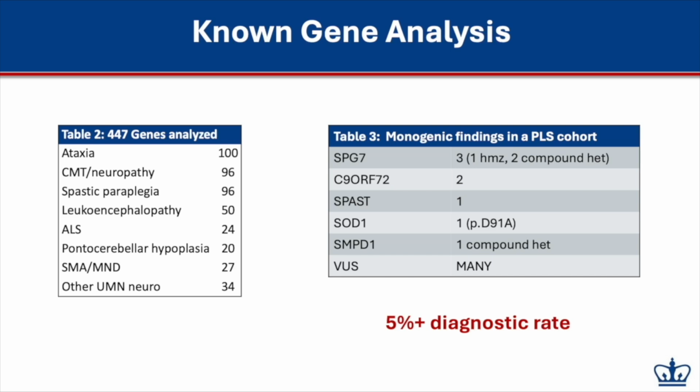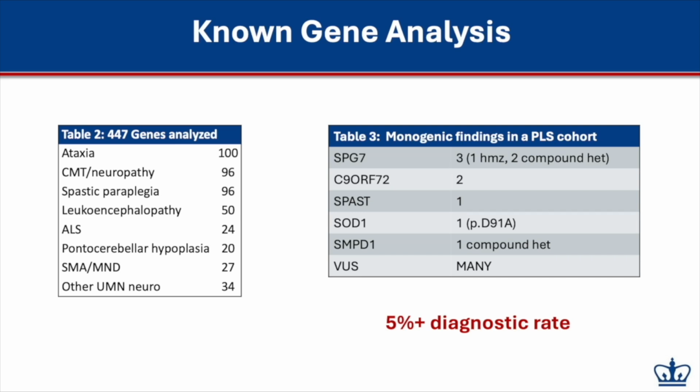The first thing that we undertook, as have several groups represented in this room since the last meeting, was a known gene analysis of this particular cohort. So we analyzed 447 genes distributed across these multiple different neurodegenerative conditions that can have overlap, and consistent with previous findings that we presented in 2019, but then also in the previous publications that I just referenced, we have found a handful of monogenic cases in this PLS cohort.